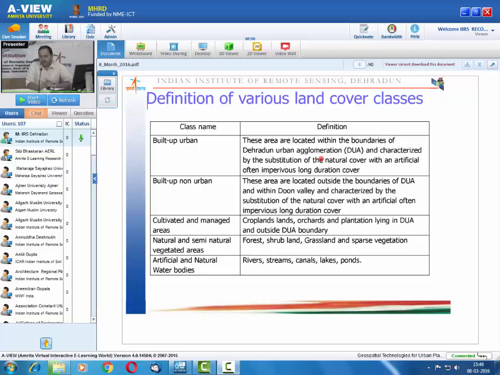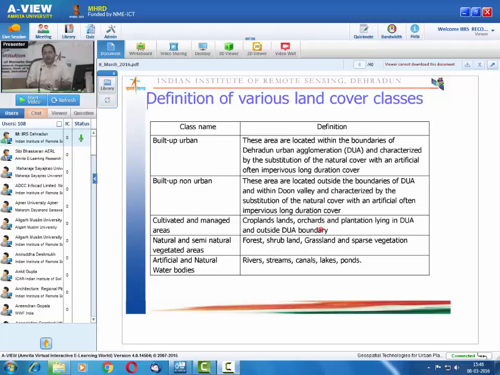These were the land covers situated outside the Dehradun urban agglomeration. In your study area, you can say areas located inside the municipal corporation boundary you may take as built up urban, and outside or the fringe areas you may call built up non-urban. But in our case we have taken areas inside the Dehradun urban agglomeration as built up urban, and built up areas outside the Dehradun urban agglomeration, called DUA, have been called built up non-urban, right?